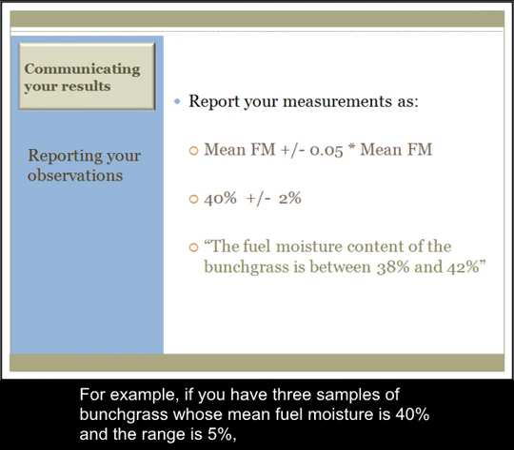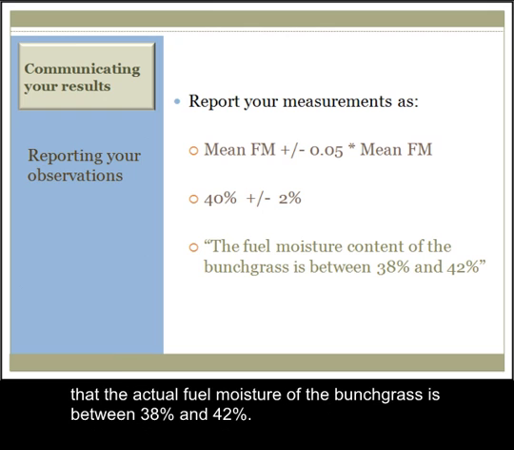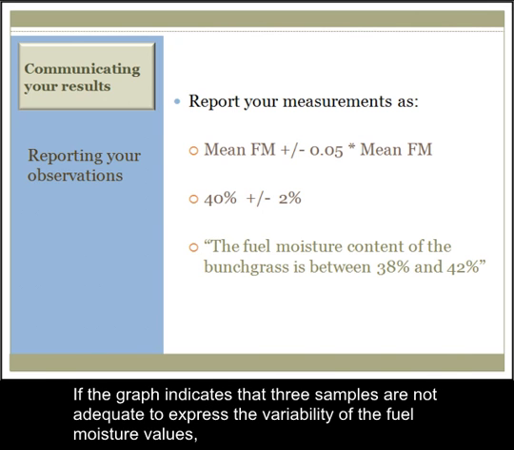For example, if you have 3 samples of bunch grass whose mean fuel moisture is 40% and the range is 5%, your results will fall below the line, indicating that you have an adequate number of samples to say that you have a high level of confidence that the actual fuel moisture of the bunch grass is between 38% and 42%.